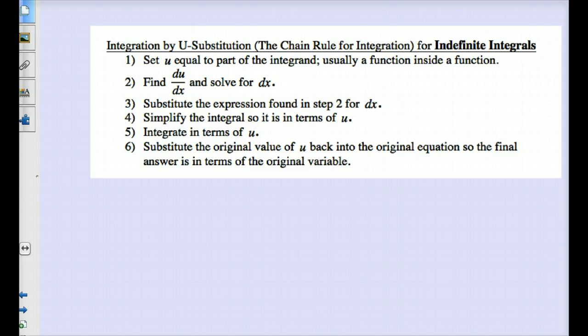I'm going to show you a couple of visual tricks to help you find out exactly a couple ways to solve this. So we have to find our u. We're also going to have to find our du. And then in steps 3 to 6, I'm going to show you a couple ways that you can solve these.